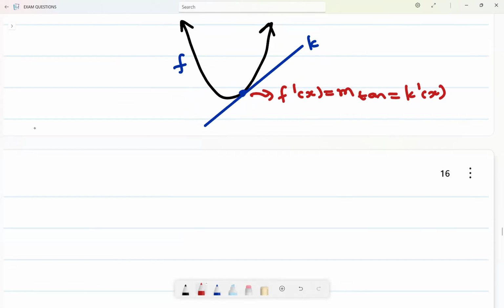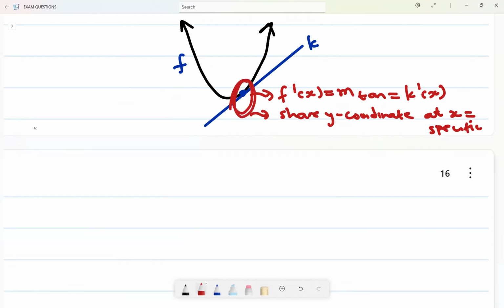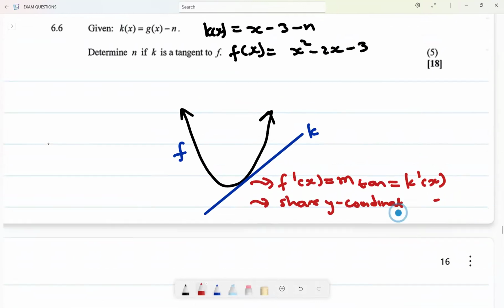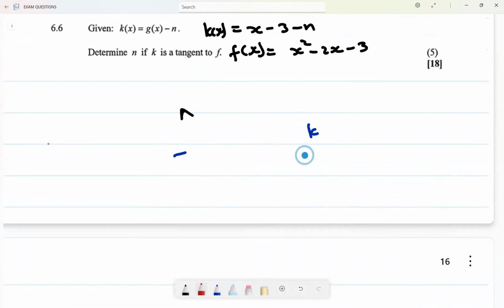Also, what do I know? They share the y coordinate, they share x and y. Okay, they share the y coordinate at x equal to a specific point. So we first need to find the value of x where they both intersect. Okay, we need to first start finding that.